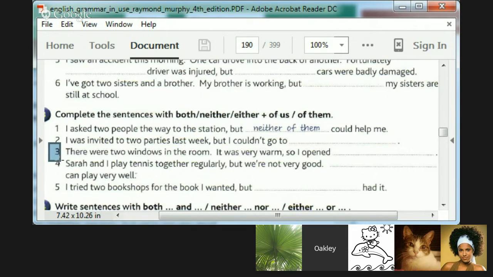Okay. Heidi, can you try number 3? There were 2 windows in the room. It was very warm, so I opened both. Okay. Again, it's okay because it's obvious both is referring back to the 2 windows, but again, you could say, so I opened both of them.